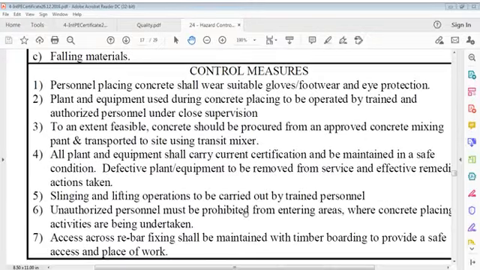So that no accident happens during transport of concrete. And also on site, your machine, equipment, crane, plant, pump, all must be fit and safe so that no accident chances are probable or practical. It means you should not see any accident. It says all plant and equipment shall carry current certification and be maintained in a safe condition. Defective plant and equipment to be removed from service and effective remedies taken.